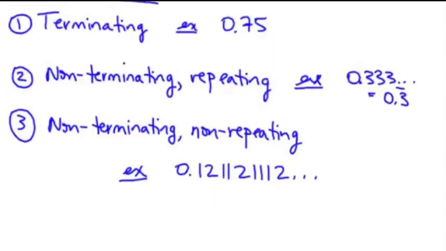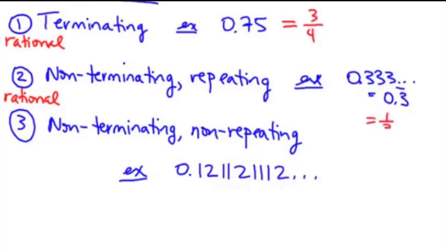decimals. In decimal form, a terminating decimal is a rational number. A non-terminating repeating decimal is also a rational number. What this means is both of these types 1 and 2 can be rewritten as a fraction. In other words, let's look at 0.75, the example I gave you. This can be written as 3/4, and 0.3 repeating, perhaps you know, can be written as 1/3. So types 1 and 2 of decimals can be rewritten as fractions with integer top and bottom.